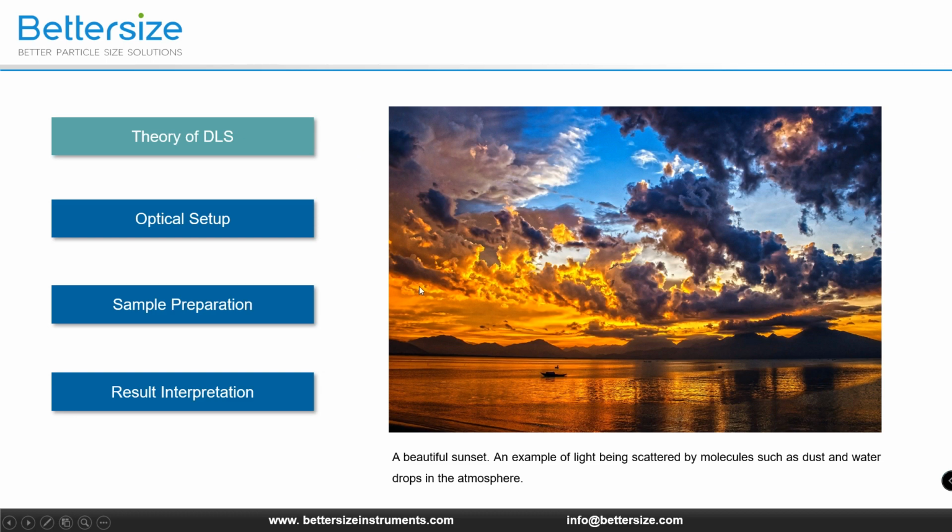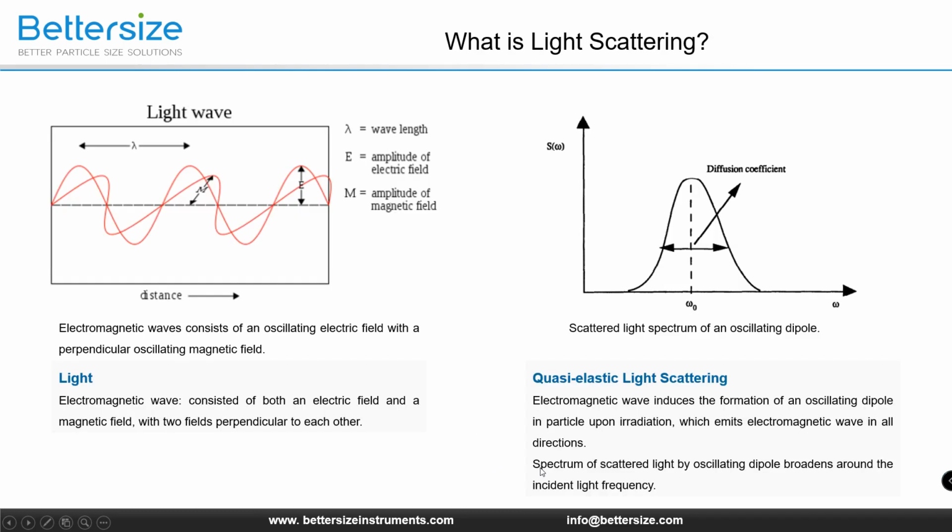Light scattering exists in many aspects of our daily life. For example, we can enjoy the beautiful scenery of sunsets thanks to the light scattered by tiny molecules in the atmosphere. But what exactly is light scattering? Light waves are considered to consist of both an electric field and a magnetic field, with the two fields propagating perpendicular to each other. Therefore, one can consider a light wave as an electromagnetic wave.